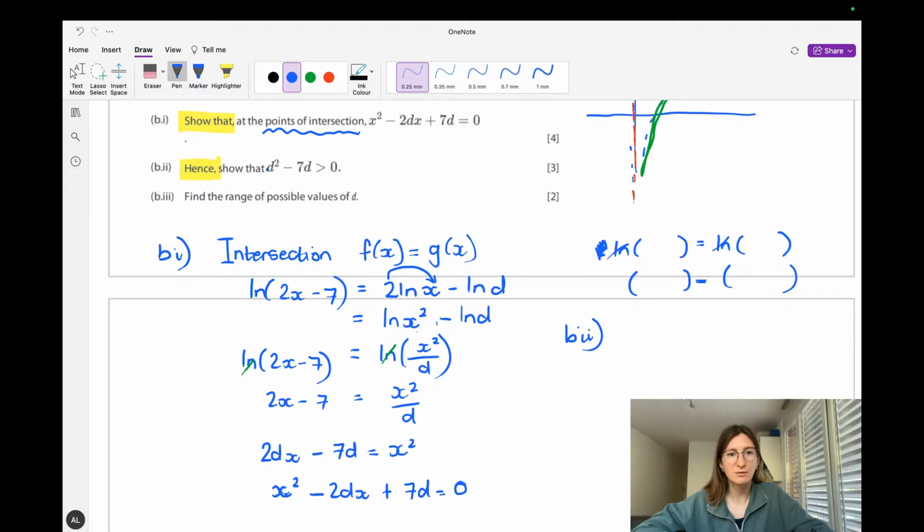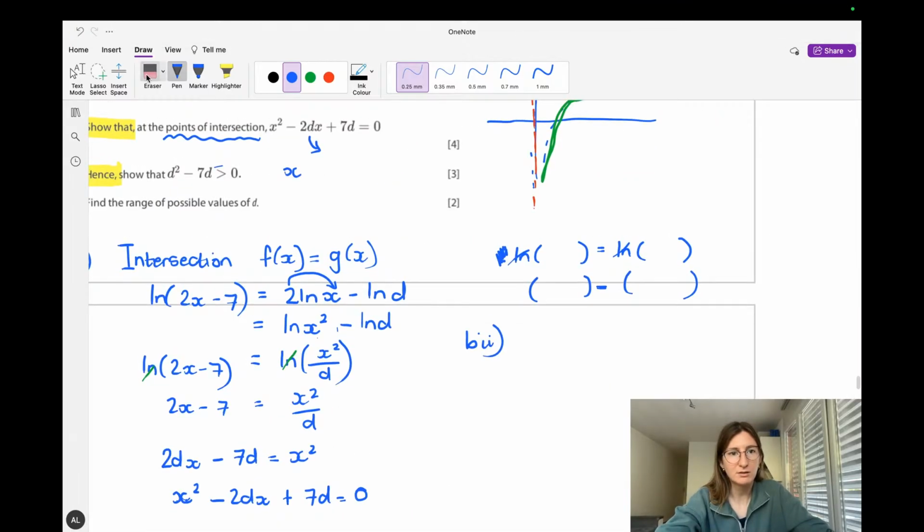So hence show that d squared minus 7d is more than 0. Now, a hint here: when we see more than 0 after a quadratic equation, we need to think discriminant. Discriminant is something that is tied to the quadratic formula. I'm going to go on a little tangent here, so let me write this on the side.